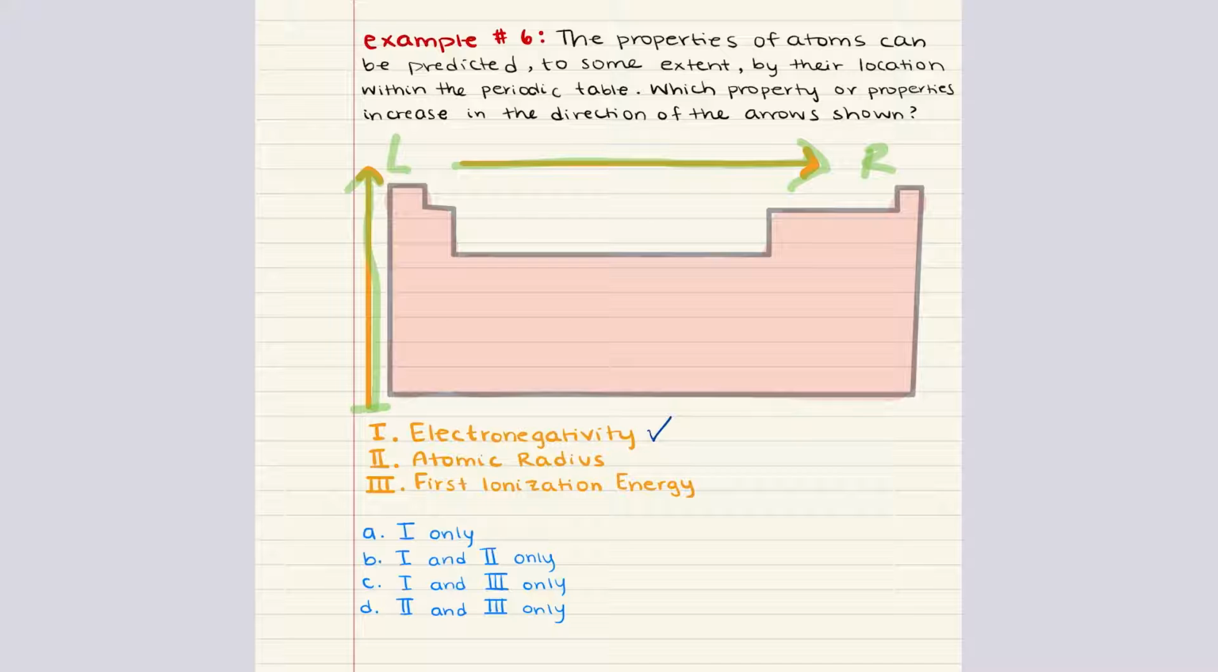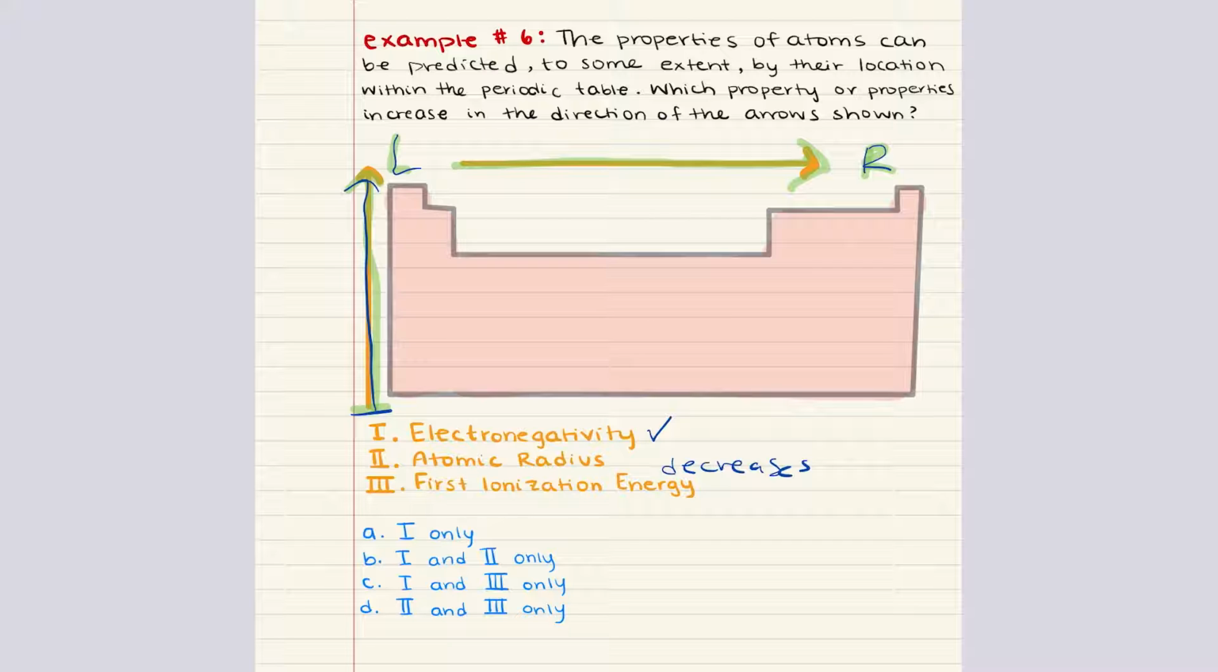This is the distance from the nucleus of an atom to the outermost electrons. The trend for atomic radius is that it decreases going from left to right. Atomic radius actually decreases, so it doesn't follow this first trend. In addition, it also decreases going from bottom to top. So atomic radius does not follow the trend that is shown here.